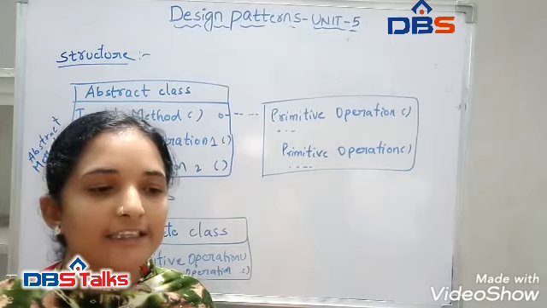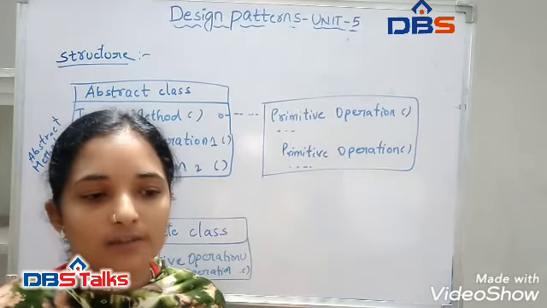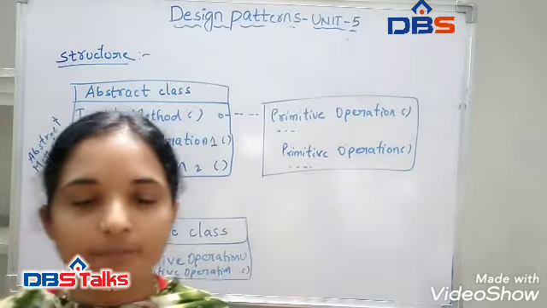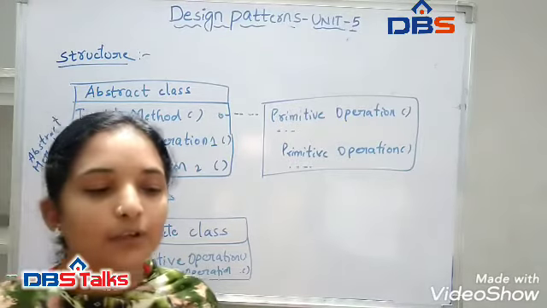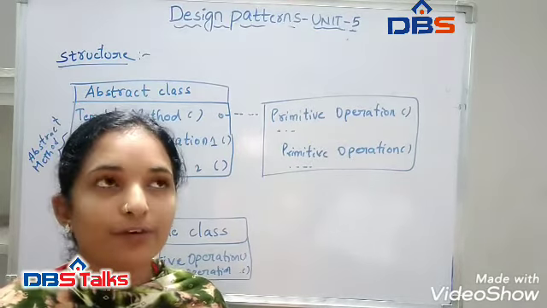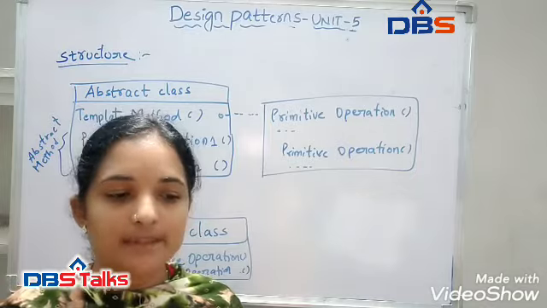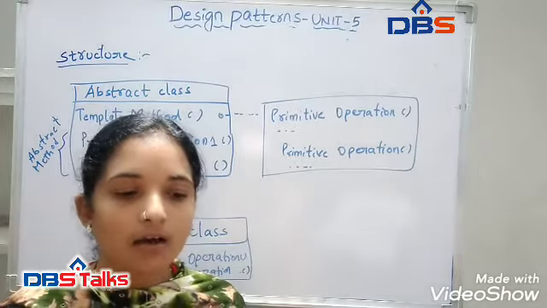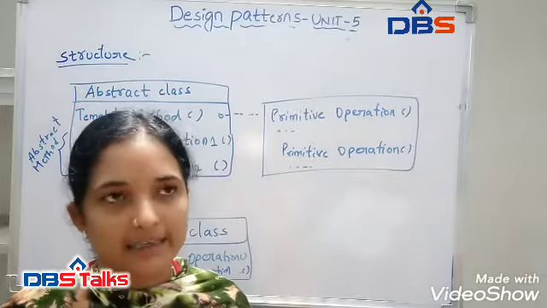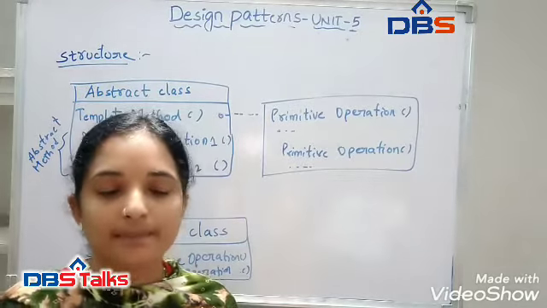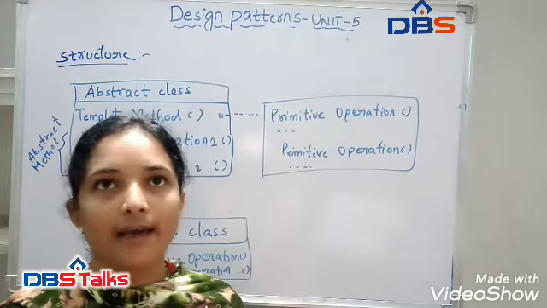The template method leads to an inverted control structure, which is referred to as the Hollywood principle: don't call us, we will call you. This refers to how the parent class calls the operations of the subclass, and not the other way around.